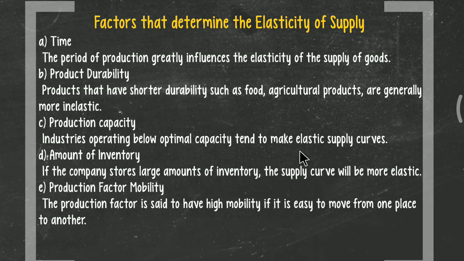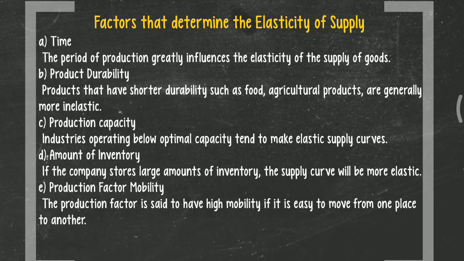B. Product durability. Products that have shorter durability, such as food and agricultural products, are generally more inelastic. However, products with longer durability, such as refrigerators and sewing machines, tend to be more elastic. C. Production capacity. Industries operating below optimal capacity tend to have elastic supply curves. D. Amount of inventory. If the company stores large amounts of inventory, the supply curve will be more elastic because it can immediately supply its market if there is demand from the public.